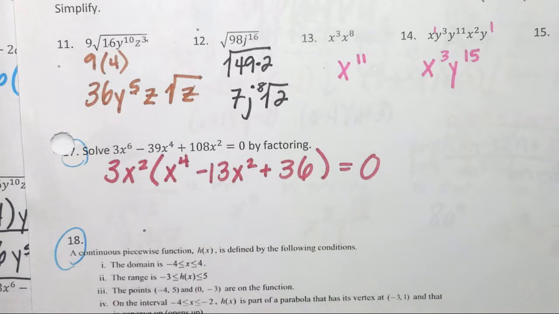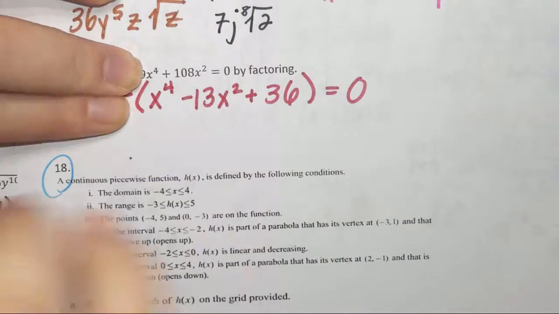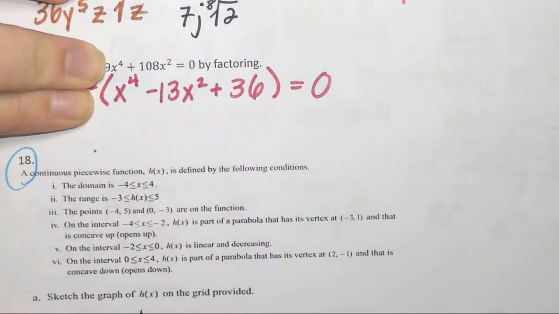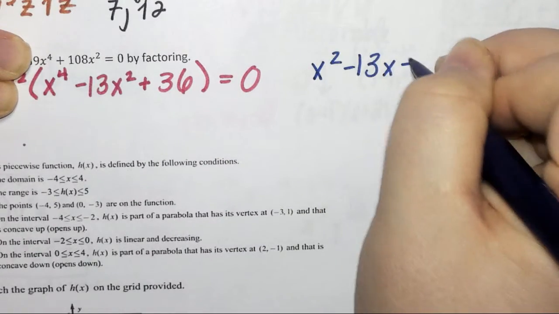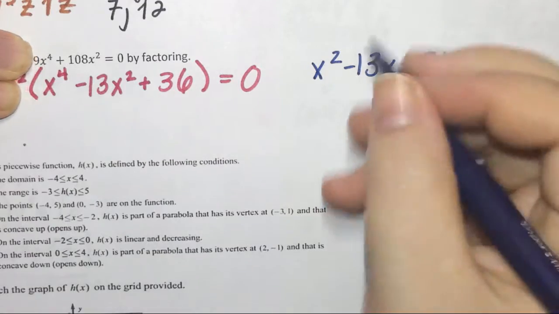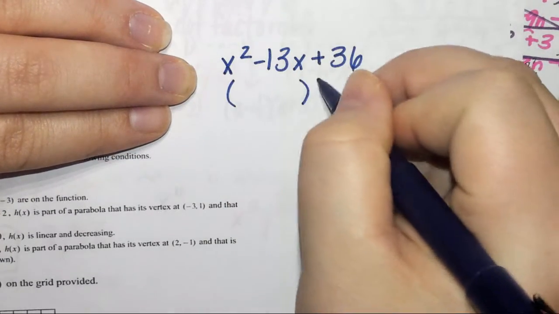Okay, after that, it said solve by factoring. If we were to pretend, and we're just pretending right now, so I'm going to write a pretend thing. If we could change this problem to x squared minus 13x plus 36, could we factor that? Could we factor this new blue problem I'm writing over here? Can we factor it?